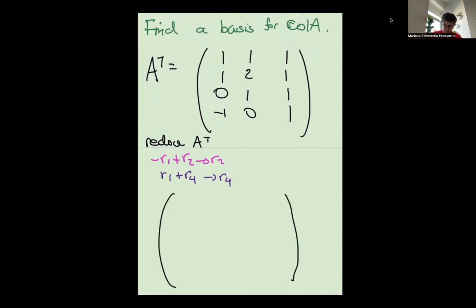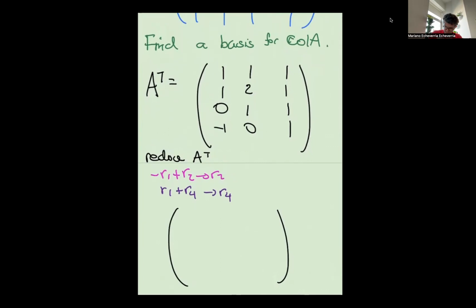Let me see. Oops, this might be a little bit too big. So we can do 1, 1, 1, 1, 2, 1. Oh, sorry, it was on row 2. So on row 2, this becomes 0, 1, 0. Nothing happens to row 3 because you already have 0. And then on row 4, you get 0, 1, 2. Does that make sense?